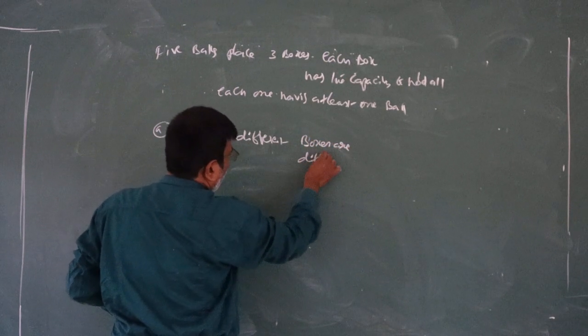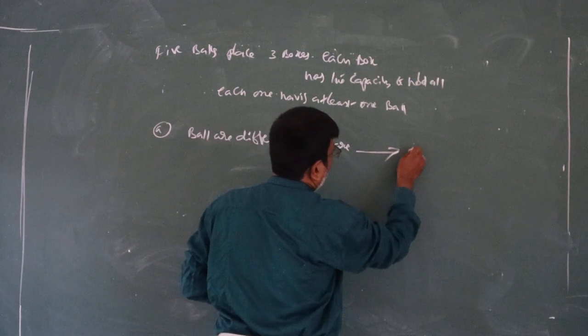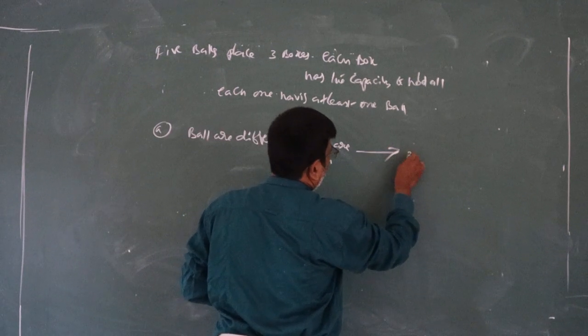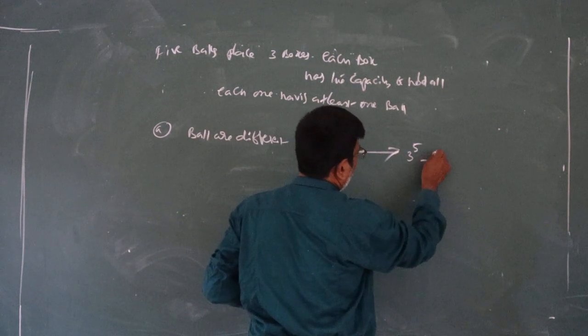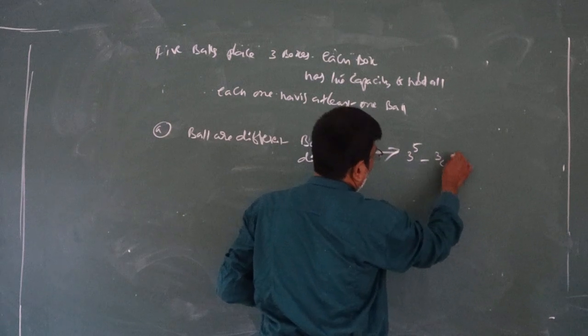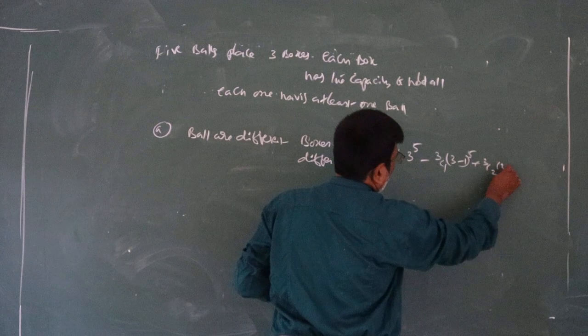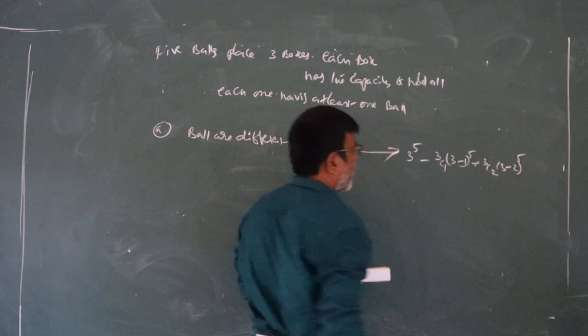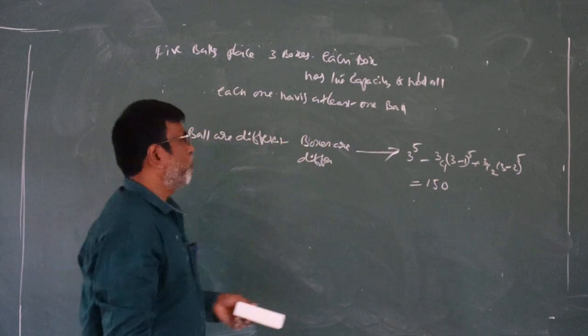Number of ways is nothing but the number of onto functions. The formula is 3 power 5 minus 3C1 times (3 minus 1) whole power 5 plus 3C2 times (3 minus 2) whole power 5. The next term is 0. If you simplify, this one is 150.